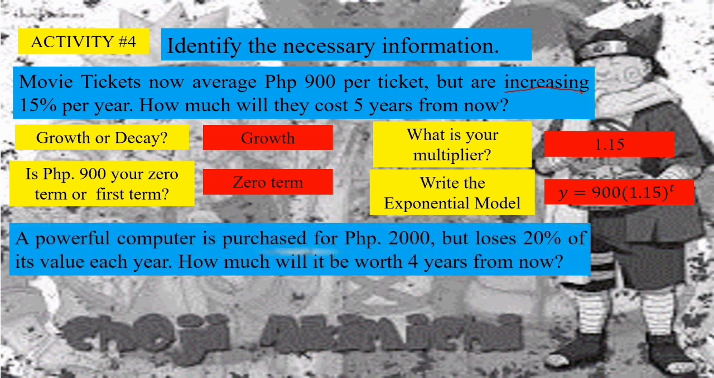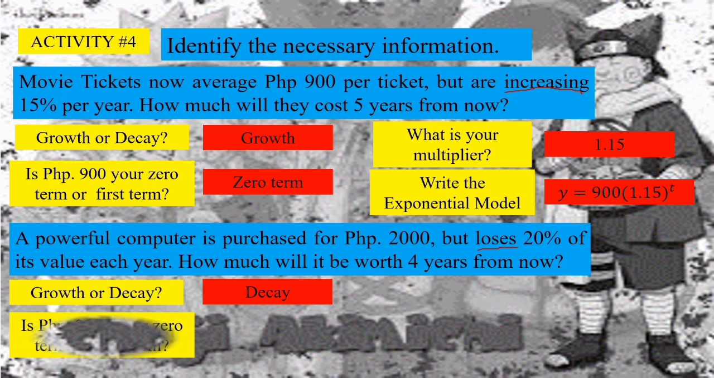So, how about number 2? A powerful computer is purchased for 2,000 pesos but loses 20% of its value each year. How much will it be worth 4 years from now? So, kailangan natin ma-identify if it is a exponential growth or decay. So, dahil dun sa word na loses, ibig sabihin, exponential decay siya. So, is 2,000 pesos is your zero term or your first term? Tama. It is your zero term.